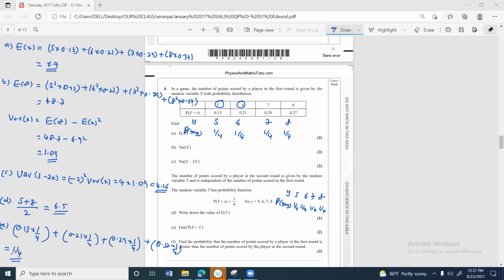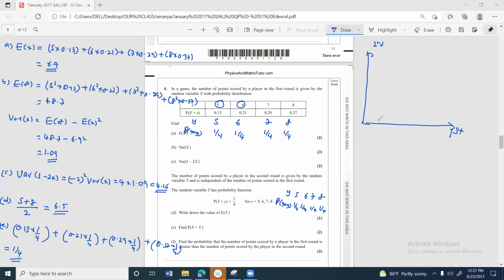Right. Then the next is the important question. Find the probability that the number of points scored by the player in the first round is greater than the number of points scored by the player in the second round. I think it's better to understand the question if I use a diagram like this. This is 5, so this is the first one, and this is the second one.